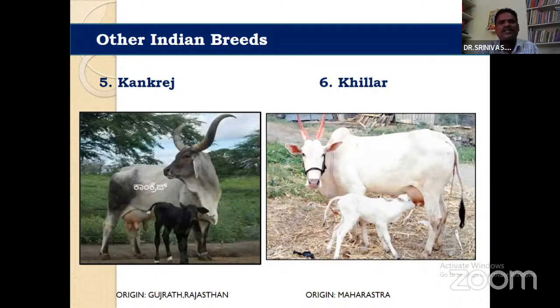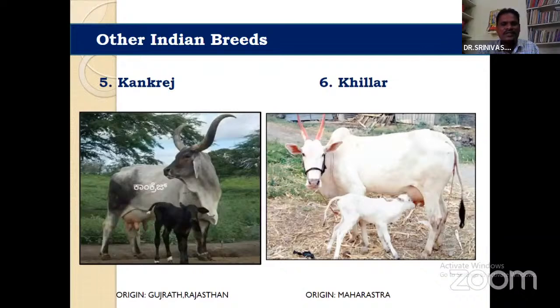It's a Kankrej. It's a very majestic breed. You can see in the photo how it looks. Its horns are very special. It's used for milk purposes also. In Karnataka also, we see so many of these cows in Goshalas. Mainly its horns are turned upwards. It's a majestic look. You can see it in the slides. It's commonly seen in gray and white color with long horns turned upwards.